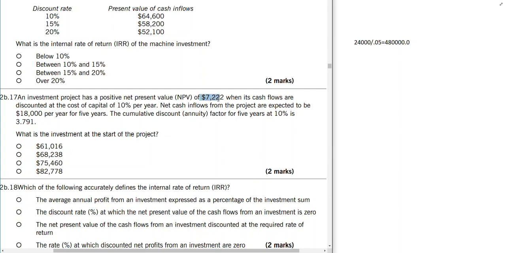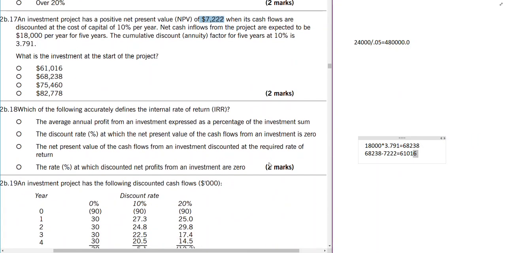Okay, so what is the initial investment? NPV is 7,222 positive. So if we are receiving 18,000, then annuity factor is 3.791. This will be the total amount. Total amount minus initial investment will give you NPV. So if I take total amount minus NPV, it will give me initial investment, which is 61,160.